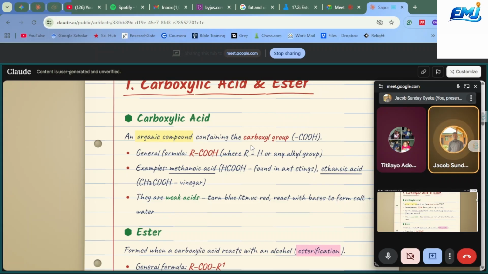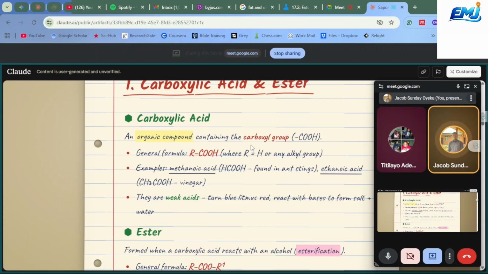That dash that you see there means it is joined to something else. It can be joined to anything. So that thing can be an alkyl group or a hydrogen. And you know the number of C that you have in any organic compound. Have you been introduced to organic compounds at all? Okay, so the number of C that you have there will determine how heavy the thing is, and it will also help you in naming it. You understand that?